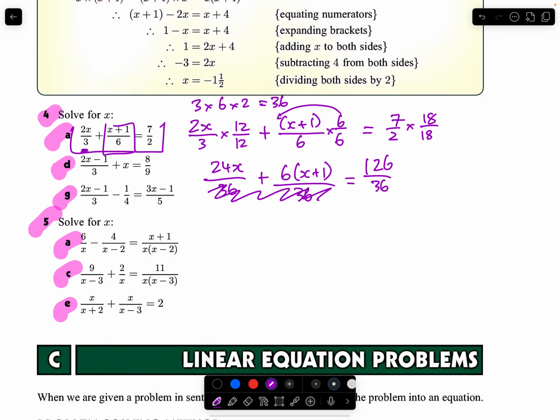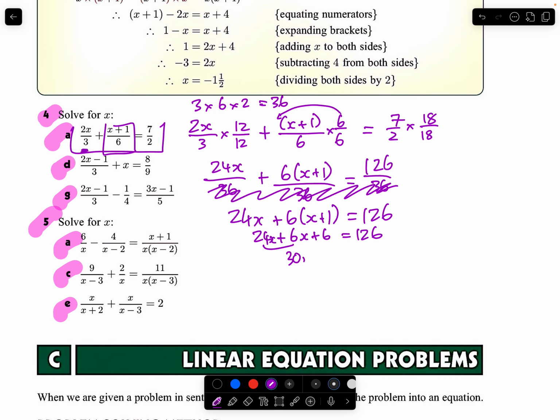They're all going to cancel out. So my algebra now is just the top lines. 24x plus 6 bracket x plus 1 equals 126. Expand those brackets, it's 6x plus 6. I didn't do anything with the 24x equals 126. Collect these like terms, 24x's and 6x's is 30x's plus 6 equals 126.